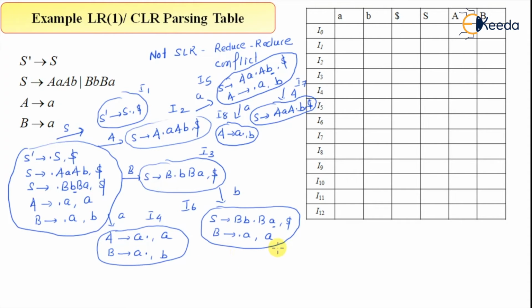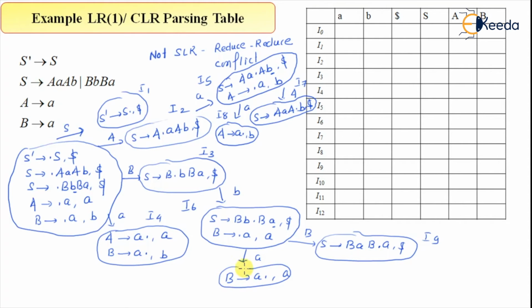Now this one will grow on input capital B, it will become S derives bB dot a followed by dollar, and I call this state as I9. And on input a this will become B derives a dot followed by a, and that is the right end state.